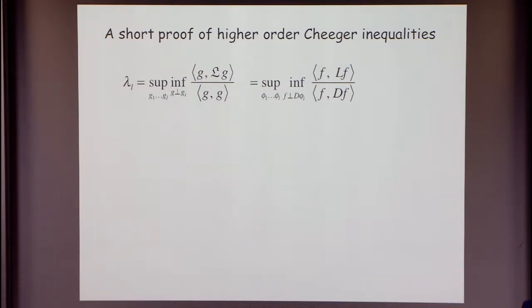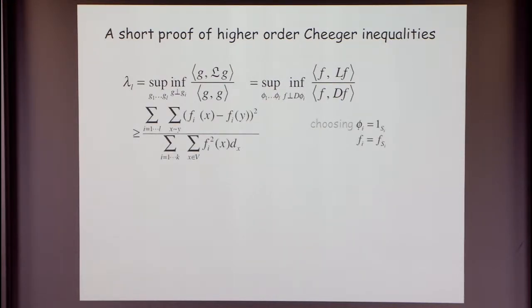But I have to say that the proof for partition into expanders, that paper is much easier to read than the previous two higher Cheeger inequality papers, at least for me. Maybe someone will argue with me. No? Okay, so this is a short proof of higher order Cheeger inequality.